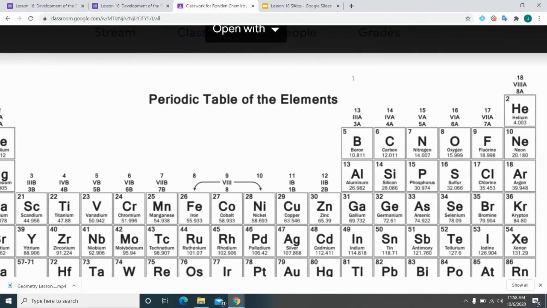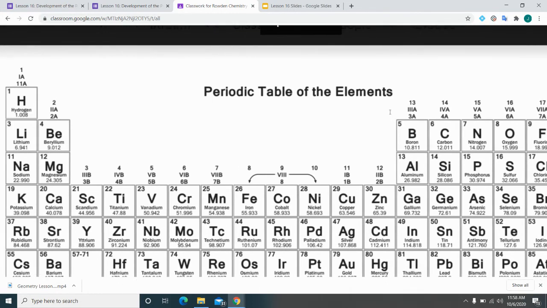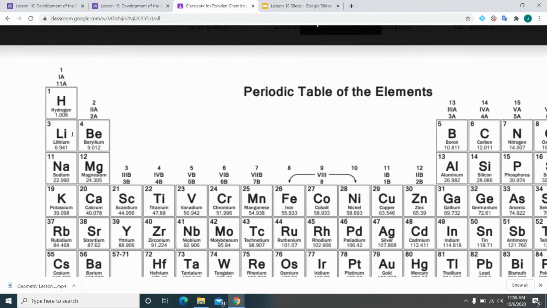So if I said, tell me what family and what series carbon is in, what you do is you say, where's carbon? Okay, it's in group or family 14. And then what period or series is it in? It's the second row down. So carbon is in group 14, period 2, or series 2. So you just say the column and the row.